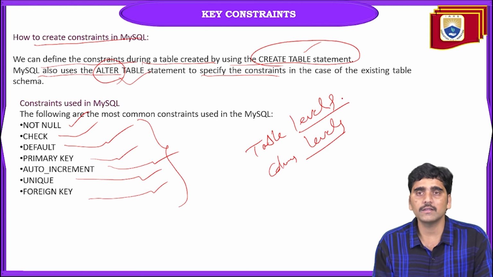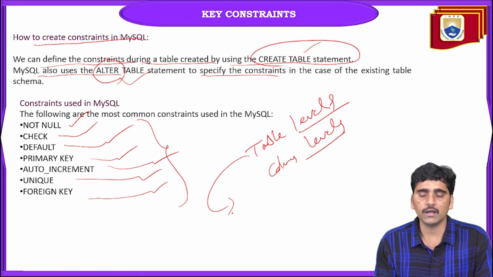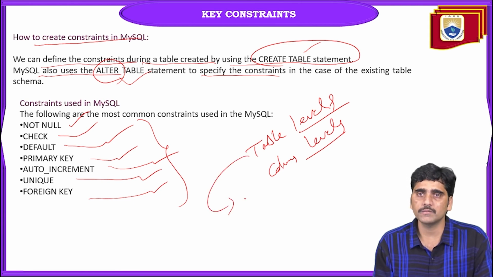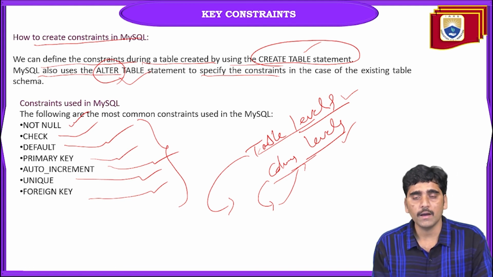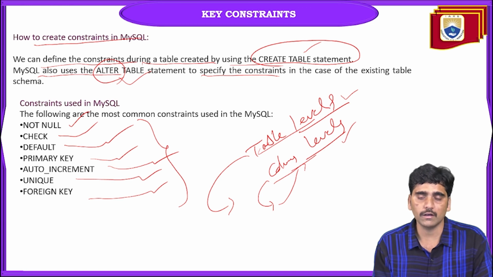So table level is nothing but what? A table contains all the columns, right? So if you are applying constraints to all the columns, that is nothing but table level constraints. But if you are specifying a constraint to a single column, then it is said to be a column level constraint. So we can apply column level constraints or table level constraints for these different types, to apply to all the tables or all the column values.